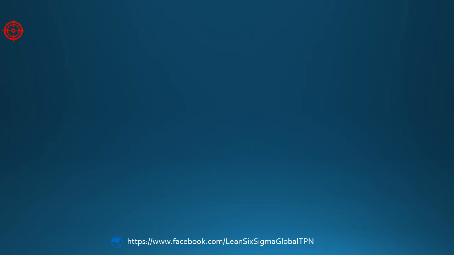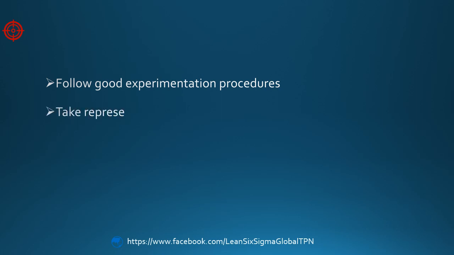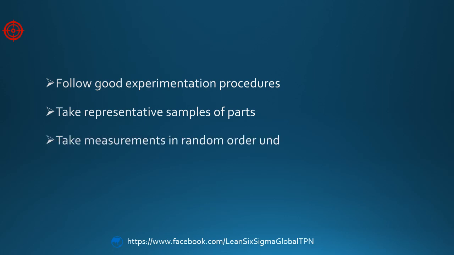To obtain quality results from a Gage R&R study, it's important to follow good experimentation procedures. To obtain quality data, we should always choose a representative sample of parts from the population and measure the parts in random order under typical conditions. In the next lesson, we'll analyze this data using a Gage R&R study.